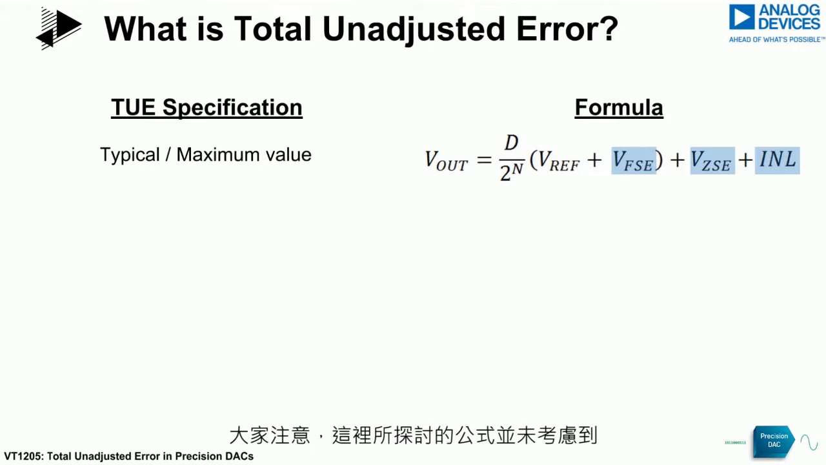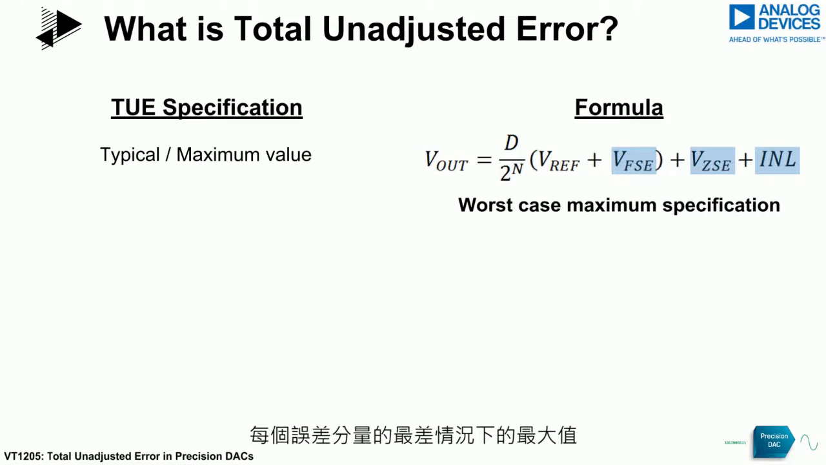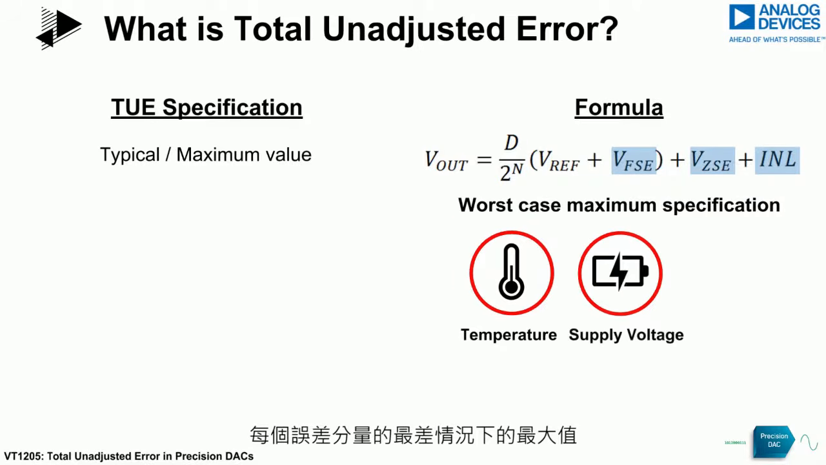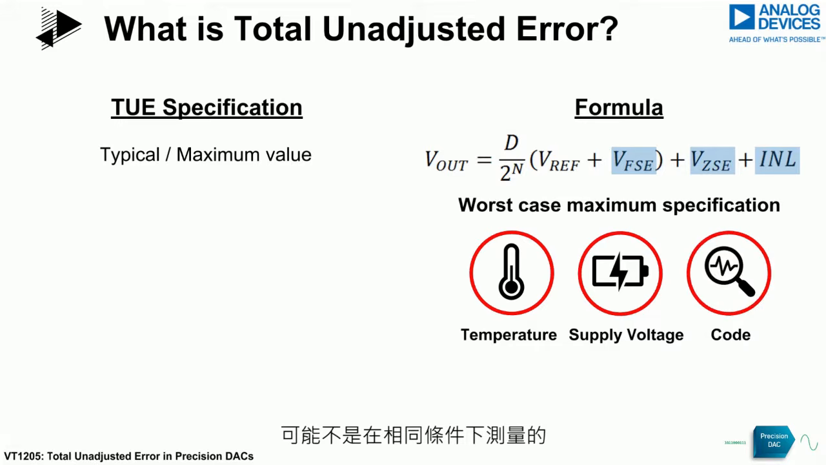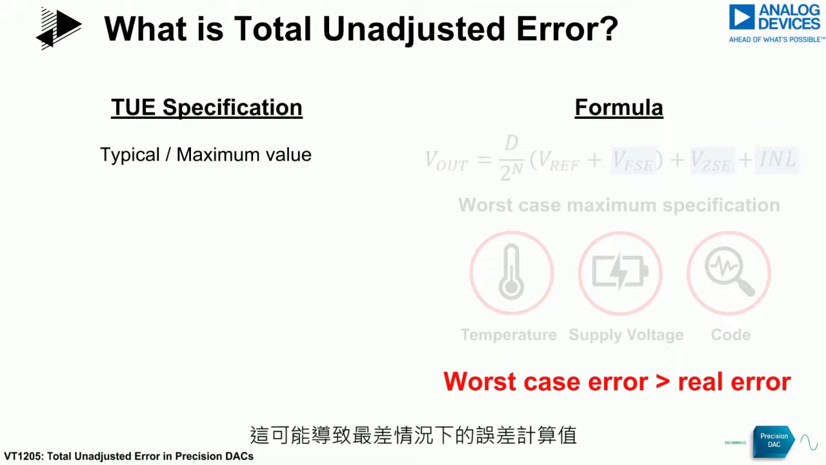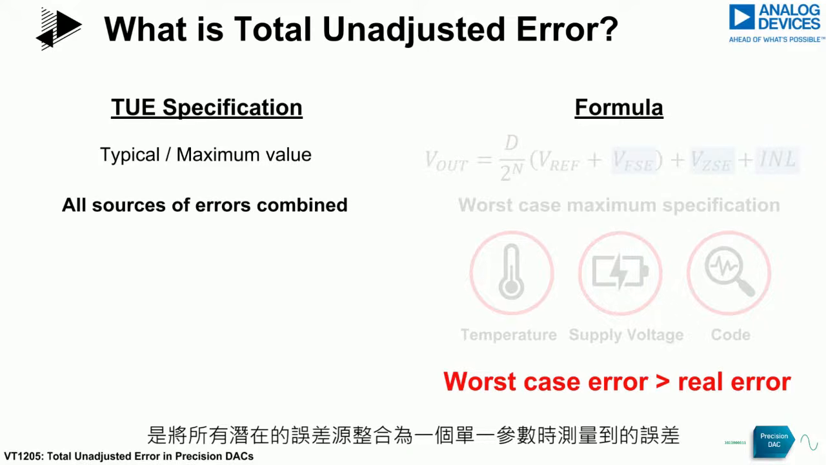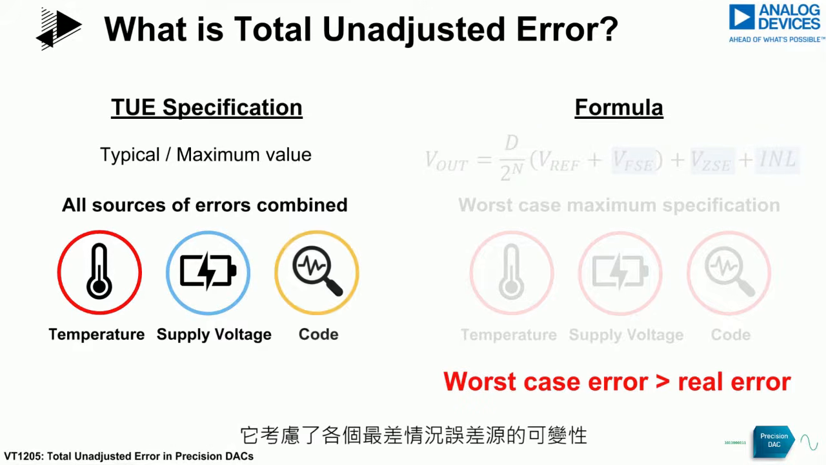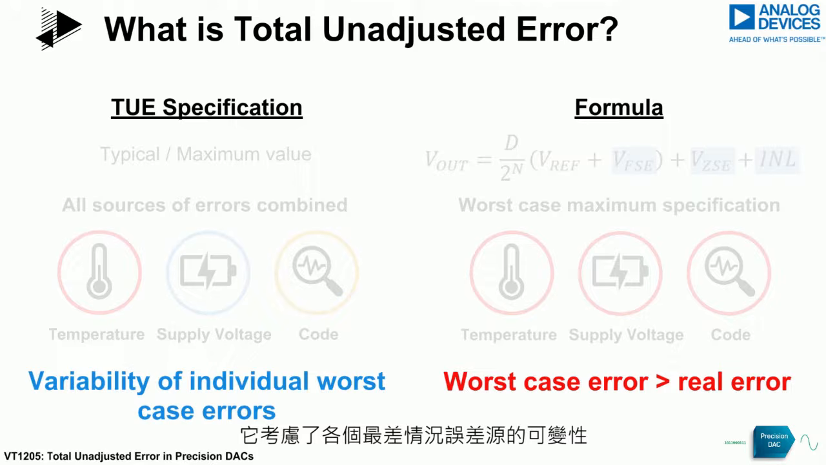It should be noted that the formula highlighted here does not take into account that the worst-case maximum specification of each error component may not have been measured at the same condition. Thus, this could lead to a worst-case error calculation that may look a lot worse than the actual specification really is. A total unadjusted error is the error measured when all potential sources of error are combined into a single specification. This takes into account the variability of individual worst-case sources of error.